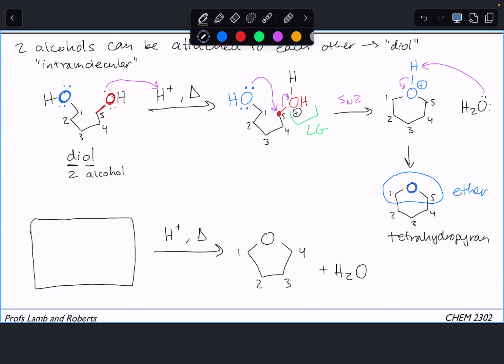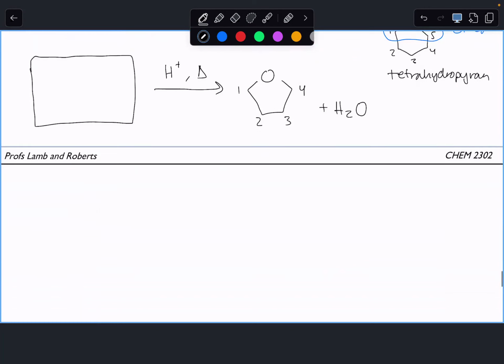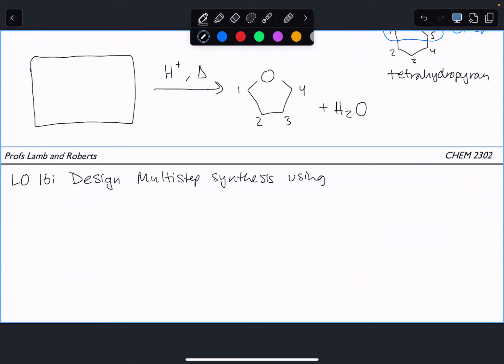Correct. Okay. In the last few minutes, we're going to do our last learning objective, which is to show how you can put some of these things together. So learning objective 16I, design a multi-step synthesis using reactions of alcohols.